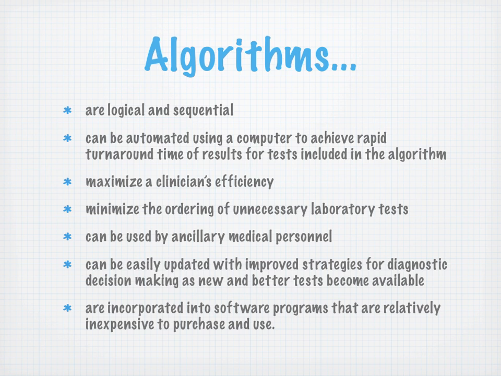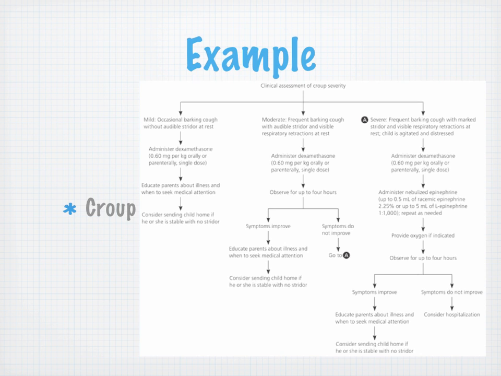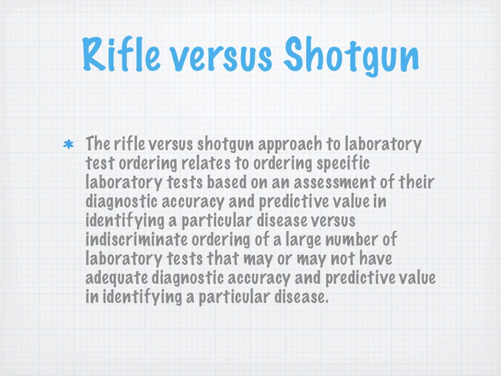Algorithms can be easily updated with improved strategies for diagnostic decision making as new and better tests become available, and they're incorporated into software programs that are relatively inexpensive to purchase. I'm sure most of you have seen algorithms, but I've given you an example of croup on the next slide. So, clinical assessment of croup severity. There's a really super nice algorithm, and I'm not going to read it to you because you have it right there in front of you.